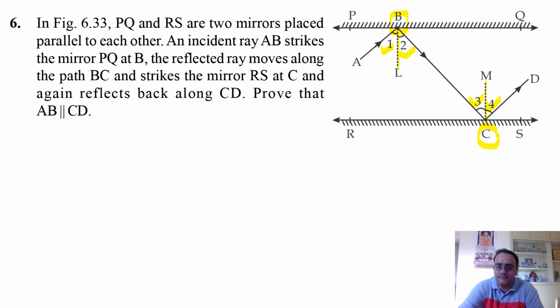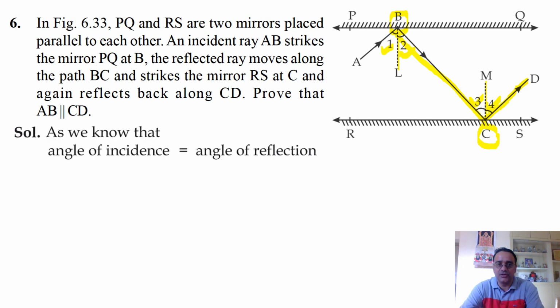Okay, AB for point B is the incident ray and BC is the reflected ray. Similarly for point C, BC is the incident ray and CD is the reflected ray. Now here we are going to use the laws of reflection, that is, the angle of incidence is equal to the angle of reflection, right? So let us start with the solution.